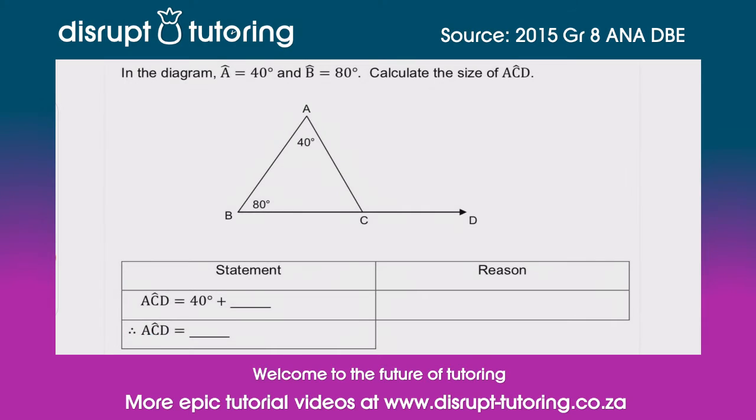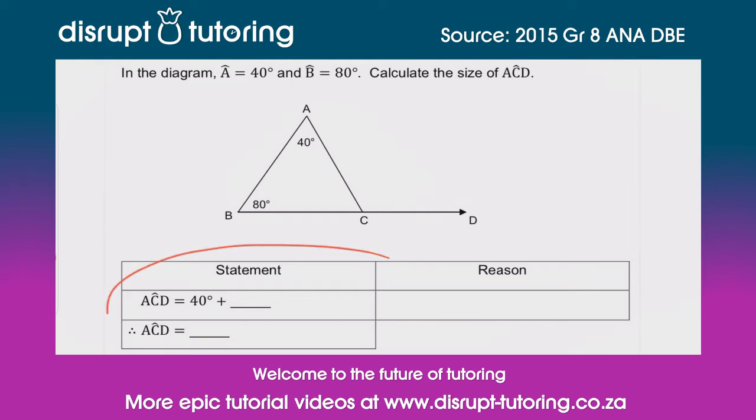Today we've got a geometry question specifically related to triangles. And let's go through the question together. In the diagram, A is equal to 40 degrees. So they've said to us A is equal to 40 degrees, B is equal to 180 degrees. And they've asked us to calculate the size of angle ACD, which would then be that angle over there.